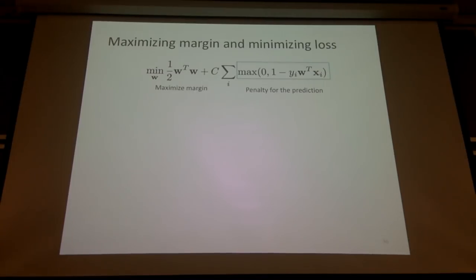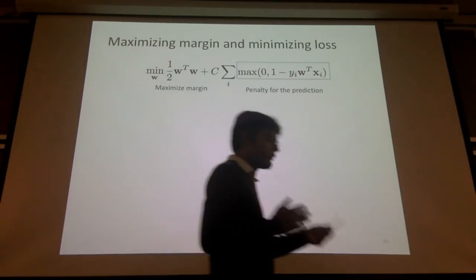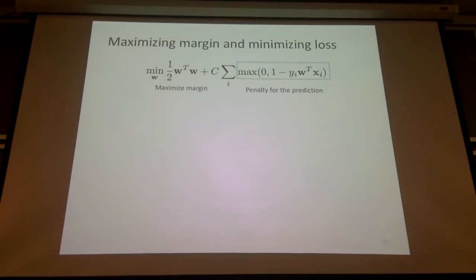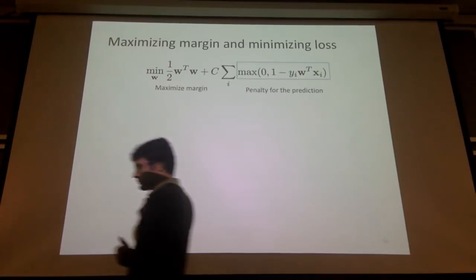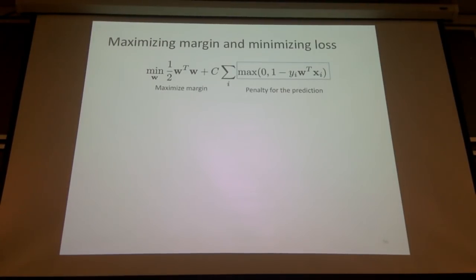So we have an objective that is the sum of two things. The first term is the norm of w, and the second term is the sum over all examples of max of 0 and 1 minus y w transpose x. Let's start with the first term, which we got from before. It's basically equivalent to saying I like the margin to be maximized. You can think of the second term, the thing inside the summation, as the penalty for the prediction that a particular w makes. Imagine there is a certain w that we really like for whatever reason. The thing in the box is the penalty that w has to pay for the example xi, yi.